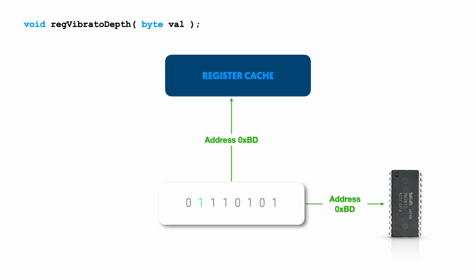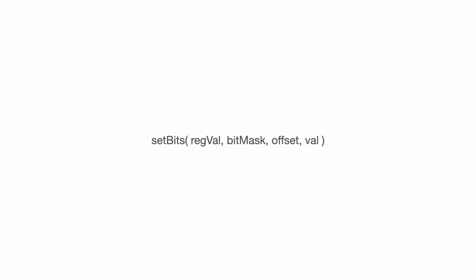Easy peasy, right? Well, almost. How do you just set 1 bit of an 8-bit byte? Or if it's a 3-bit number, how do you set 3 bits of an 8-bit byte, or 4 or 5? Meet the setBits function. It takes a current register value and a couple of other things, a bit mask and an offset, and we'll talk about those here in a second. And then it stores a new value into the correct bits of the register value. Let's see how it works.